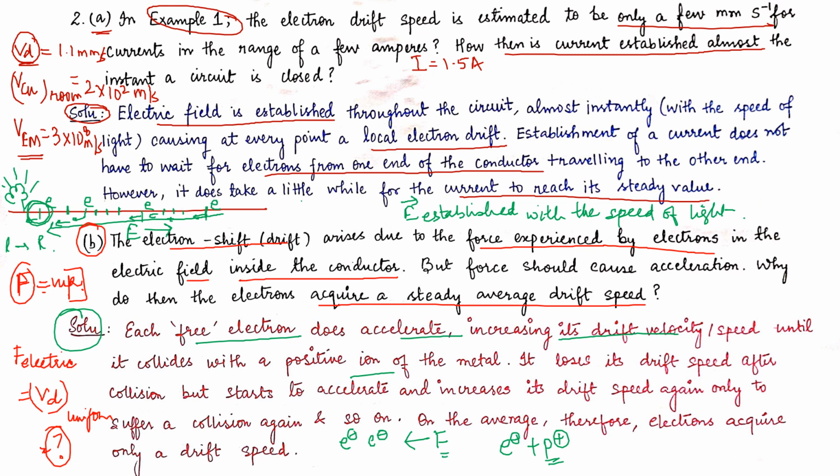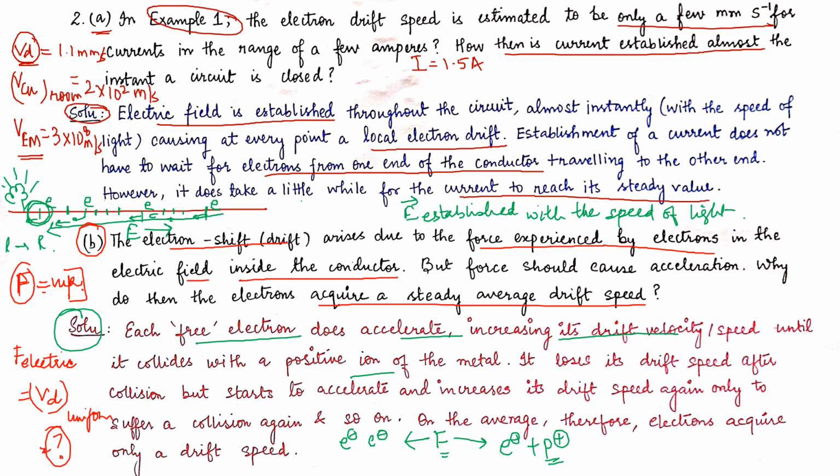Again, the same force is applied on these electrons, making them move faster, or drift faster. This happens again and again, and every time these electrons tend to get a higher drift speed, they collide with a positive charge and lose their energy, lose their velocity.